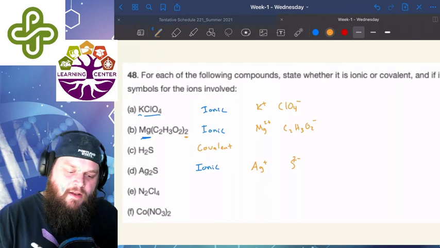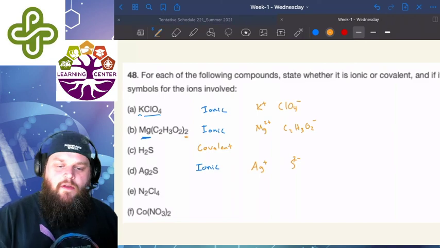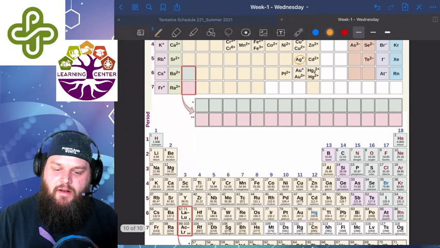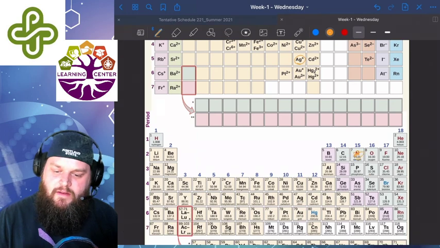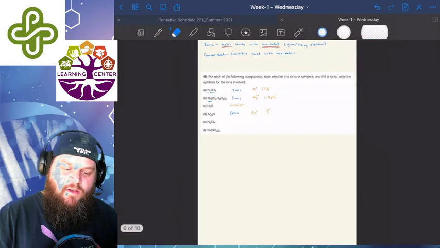The next one has N2Cl4. Those are both going to be up here in the nonmetals. Right? Nitrogen is here, and chlorine is here, which means it's going to be a covalent bond.